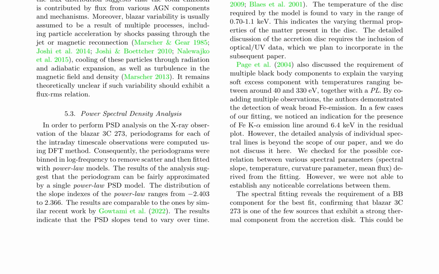The analysis also hints at the presence of Fe-alpha emission lines, which are characteristic of high-energy astrophysical phenomena. These findings are comparable to recent works on similar objects, providing valuable insights into the thermal and variability properties of the blazar. The results contribute to a deeper understanding of the complex processes involved in the emission from these enigmatic sources, shedding light on their nature and behavior.